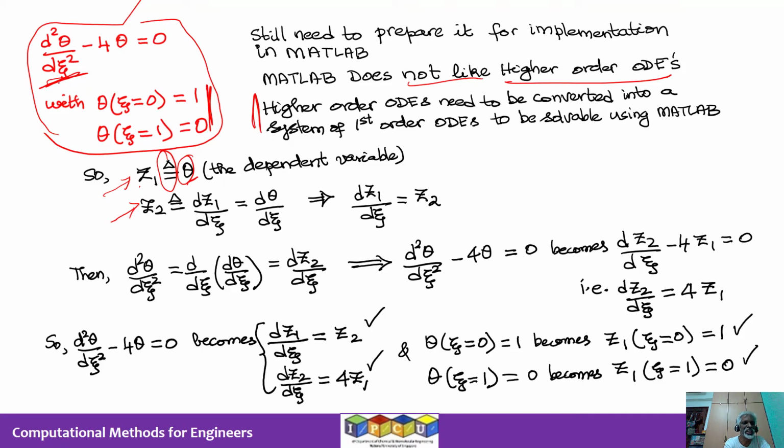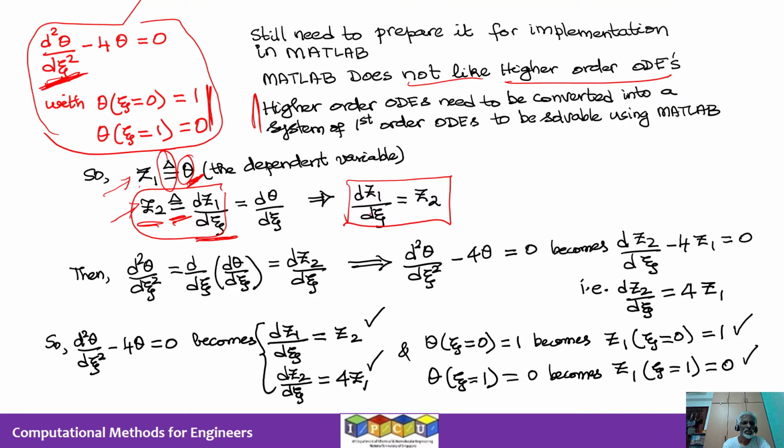The second symbol we introduce is z2. Since the highest derivative is second order, we will be introducing two symbols. One symbol is z1. The second symbol is z2, which by definition is dz1 by d psi, and also becomes equal to d theta by d psi. So I can turn this equation around and say dz1 by d psi is equal to z2. This becomes our first ordinary differential equation of order 1.